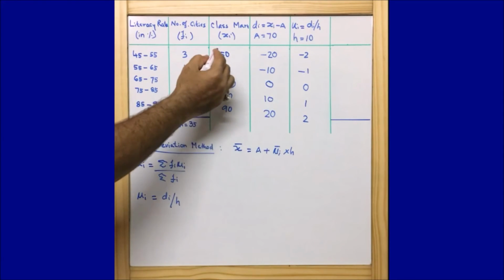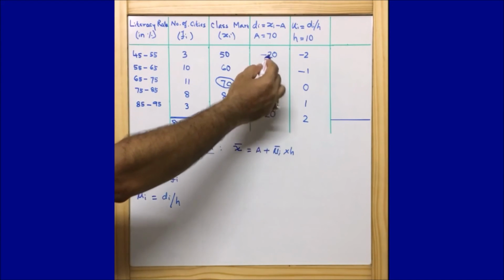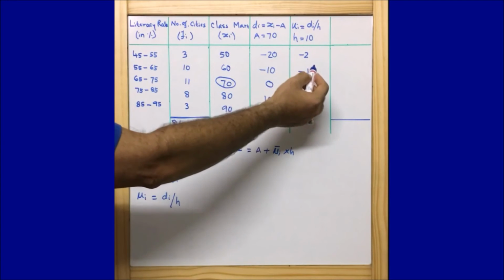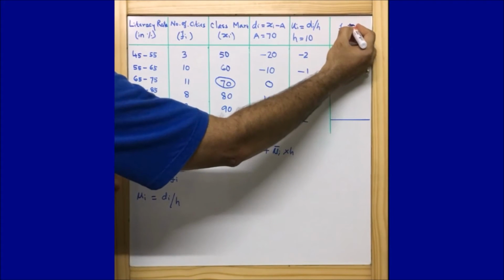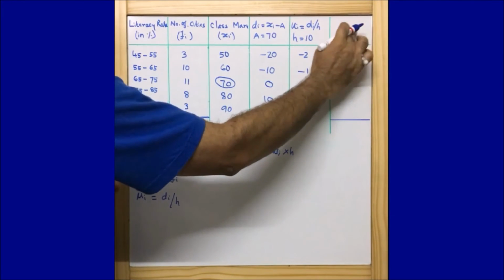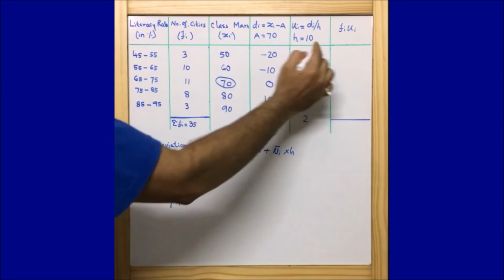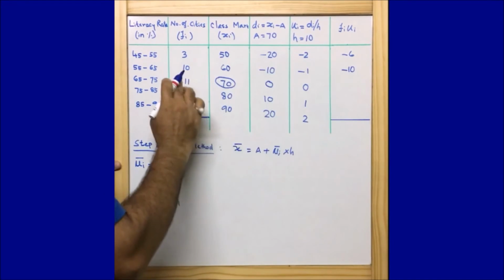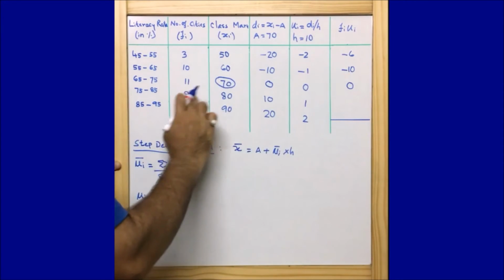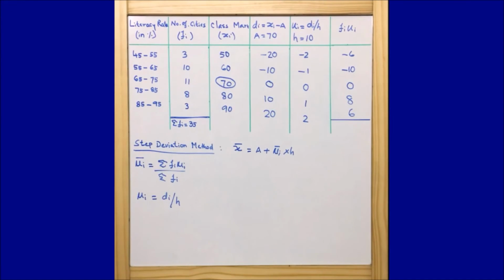See, we are able to break down these figures from 50, 60, 70, 80, 90 to minus 20, minus 10, 0, 10, 20, and further to minus 2, minus 1, 0, 1, 2. Now let us find out Fi ui, because in our question we need to find out the summation of Fi ui to find out the mean. So here if you see, 3 into minus 2 is minus 6, 10 into minus 1 is minus 10, 11 into 0 is 0, 8 into 1 is 8, 3 into 2 is 6. So guys, I got these figures: minus 6, minus 10, 0, 8, 6.